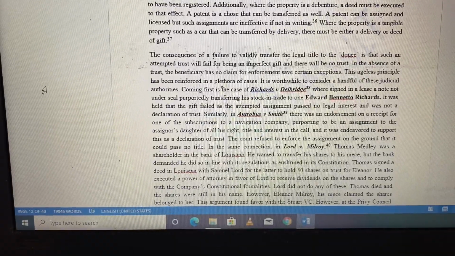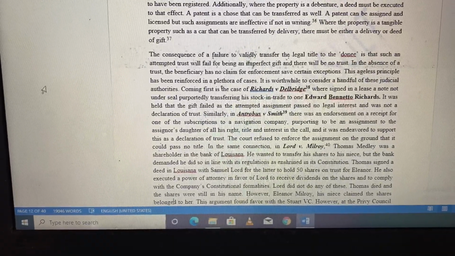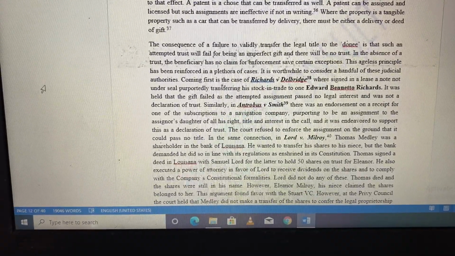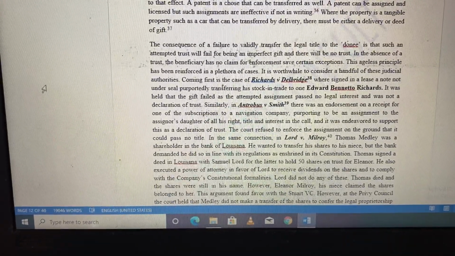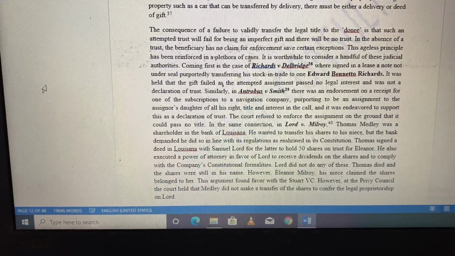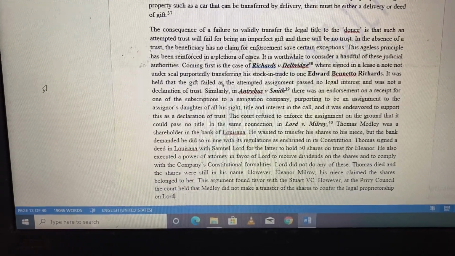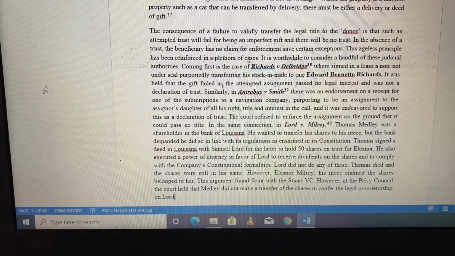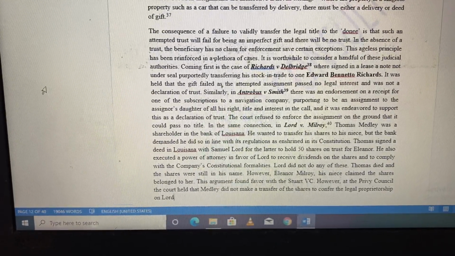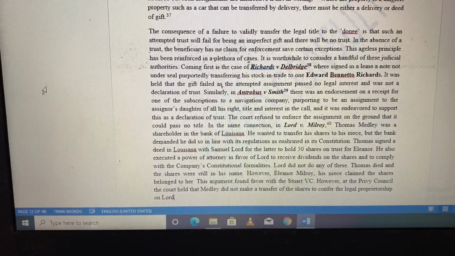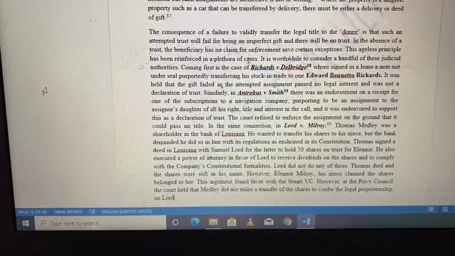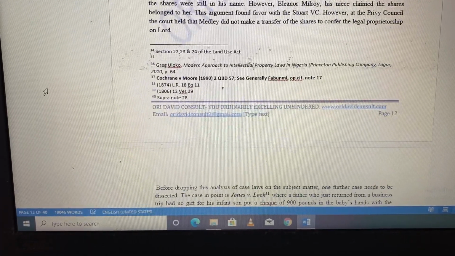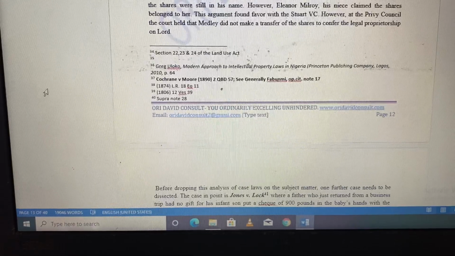However, Lord did not do any of this. Then Thomas died and the shares were still in his name. However, Eliano Milroy, his niece, claimed that the shares belonged to her; of course, the shares were to be held on trust for her. These arguments found favor at the Court of First Instance. However, the Privy Council held that Medley did not make a transfer of the shares to confer the legal proprietorship on Lord. That is, Medley did not do everything that he needed to do to make sure that the title had been transferred.